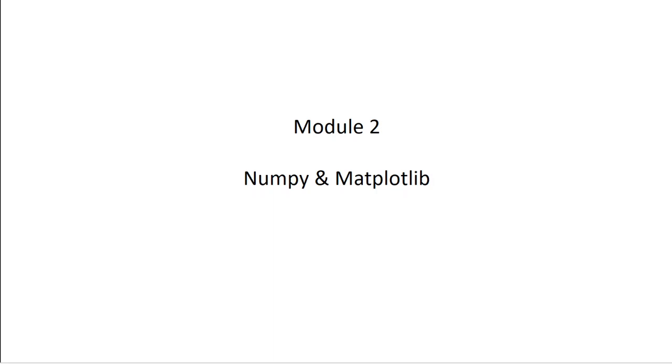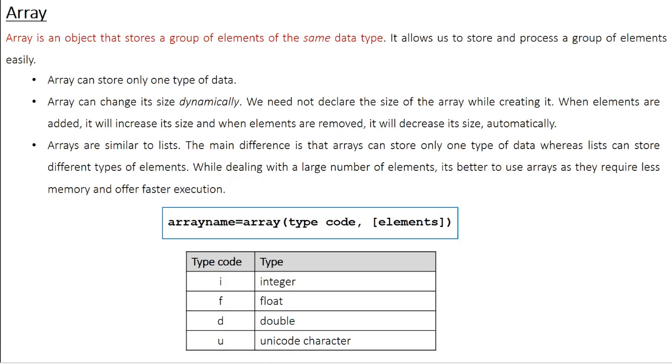Before getting into the details of NumPy, let's first get familiarized with the data type array. Those who are familiar with C already know what an array is. Array is an object that stores a group of elements of the same data type. And what's the advantage? You can process a group of elements easily.